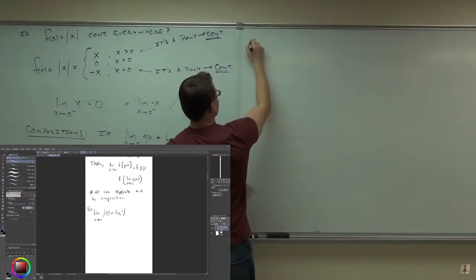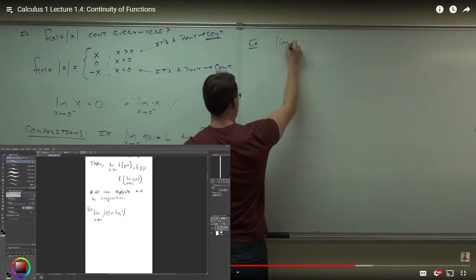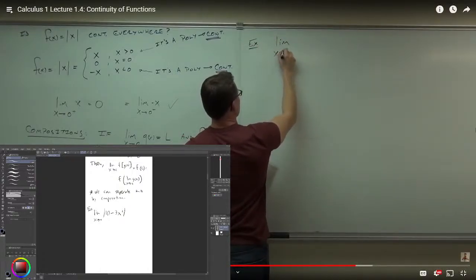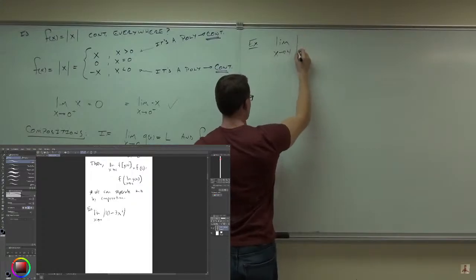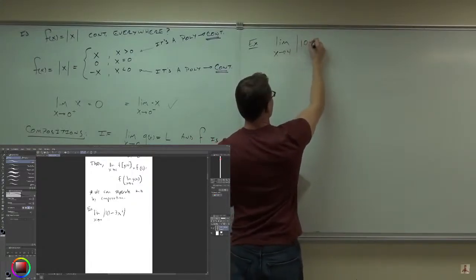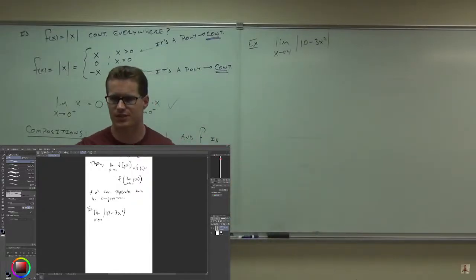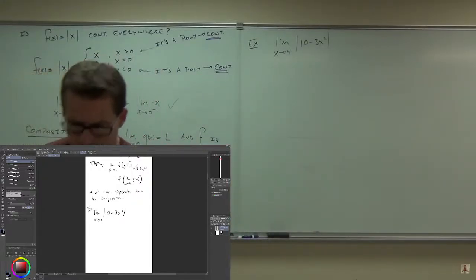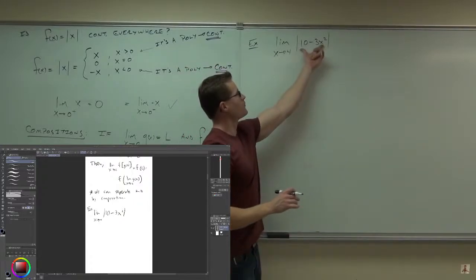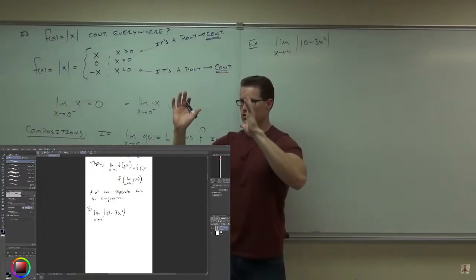So, quick example. Let's say we have the limit as x approaches 4 of the absolute value of 10 minus 3x squared. Here's basically what this says we can do. Do you understand how this really is a composition of one function and the absolute value function? Do you guys see that?